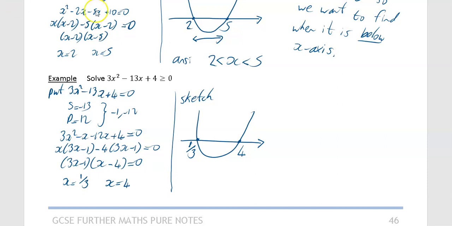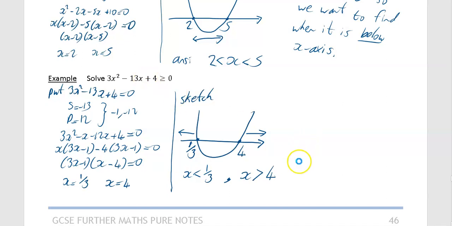Now in this case, we want it to be greater than or equal to 0. So when is this thing above the x-axis? So it's above the x-axis out this way, and it's above the x-axis out this way. So to the left of a third means x is less than a third, and then comma, to the right of the 4 means x is greater than 4.